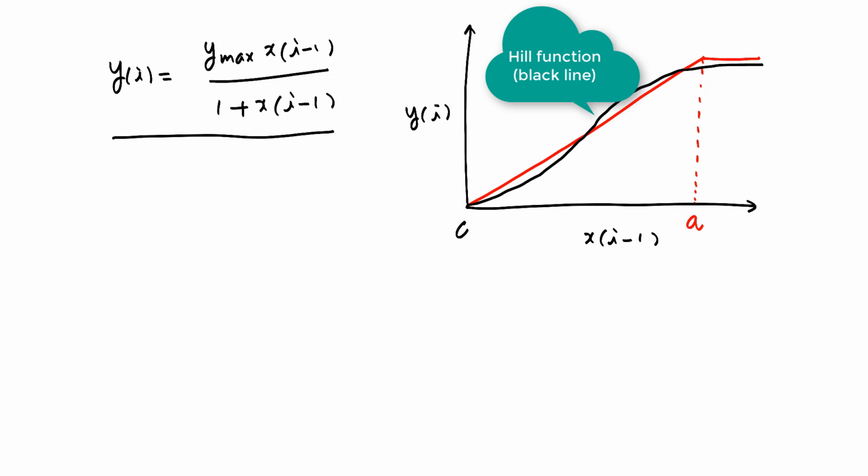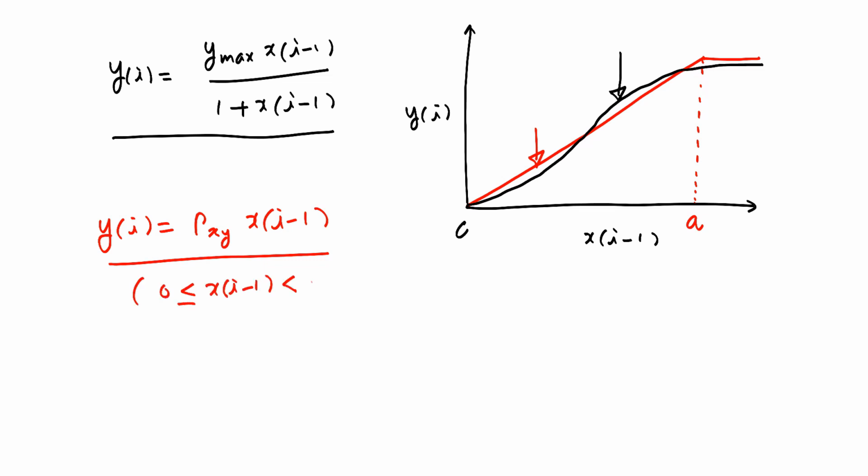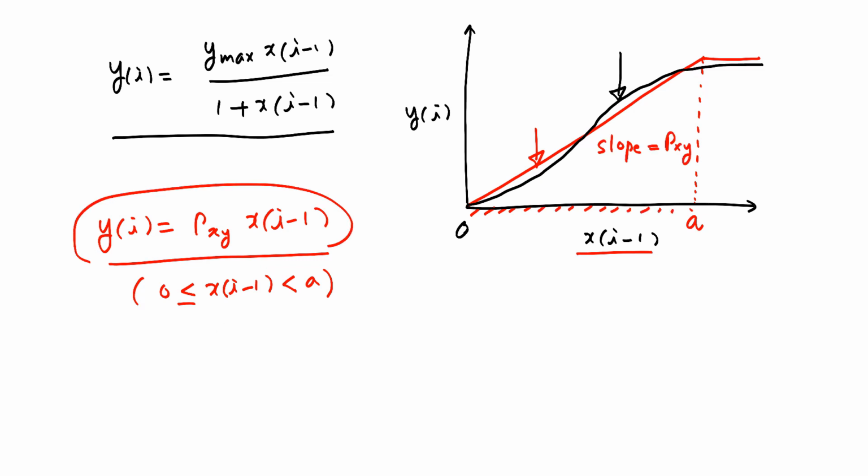So here we have the nonlinear time invariant differential equation we saw previously, and that function is the Hill function, which is shown in black. And now I want to approximate this Hill function using the differential equation that we saw previously. So Y of i is equal to P sub xy times X of i minus 1. This linear time invariant differential equation can be used to represent this red line shown here when X of i minus 1 is between 0 and A. So when X of i minus 1 is between 0 and A, we can use this equation. And the slope is P sub xy.